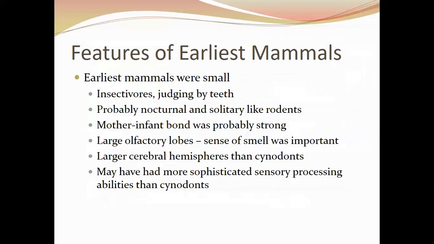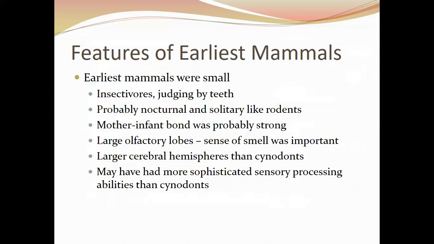And so what do we know about them from fossils? Well, we know that they were small. Judging by their teeth, we assume they were insectivores. And because they were small insectivores, they were probably much like our rodents, meaning that they were likely to be nocturnal and solitary.